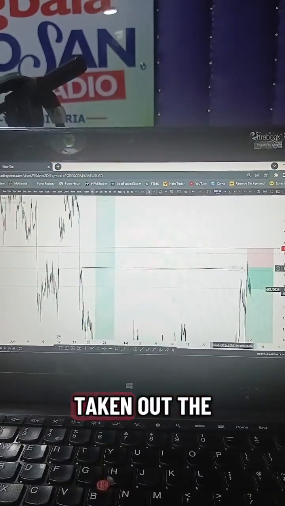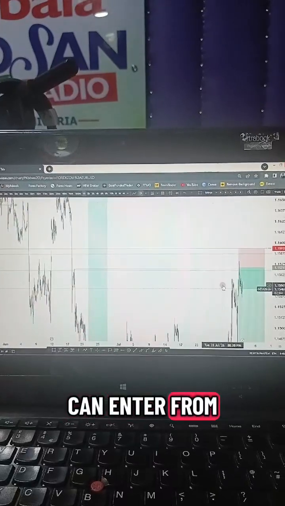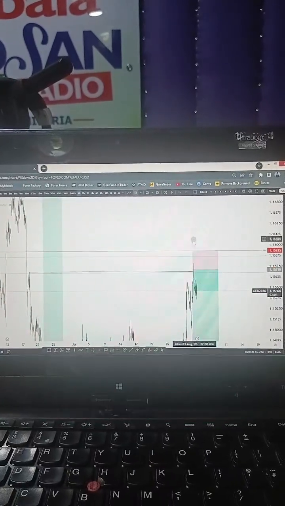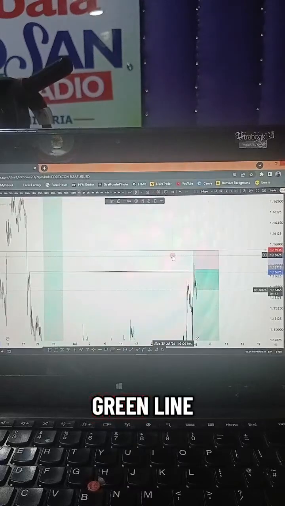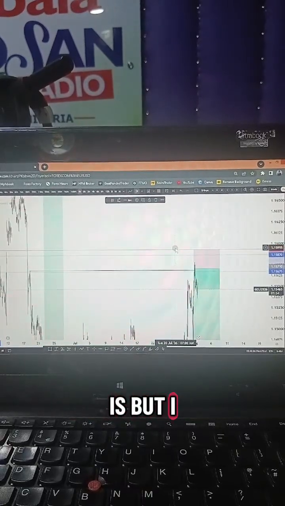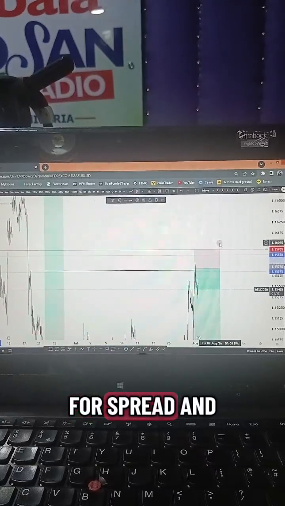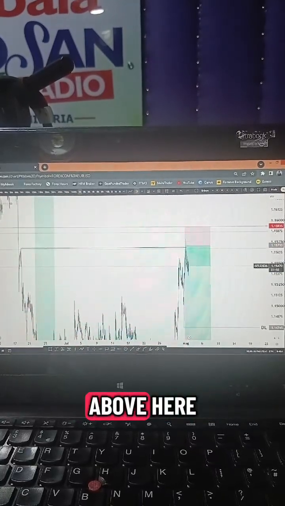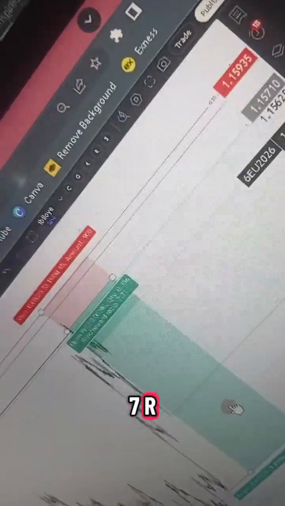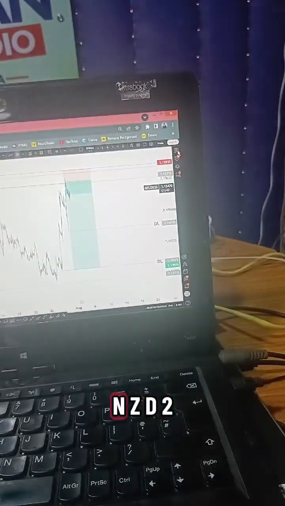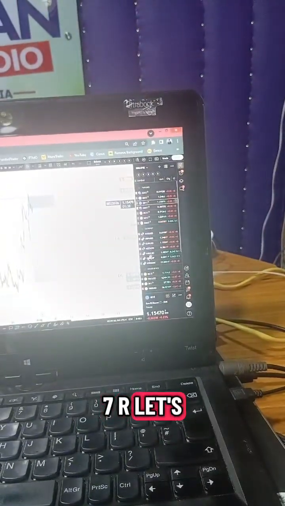So price has taken out the liquidity, so I can enter from above the liquidity, and my stop loss, I used 30%. This is where it is, this green line. And I added 30% for spread and the likes, and that's why it is right above here. So our projection will be up to this daily liquidity, and that is giving us 7R, as you can see. And on NZD2, it is also 7R. NZD also, you can see it, 7R.